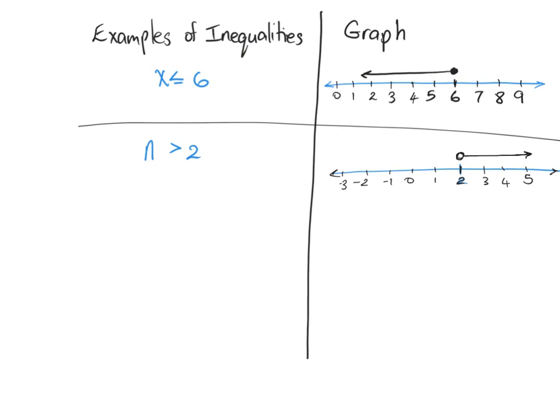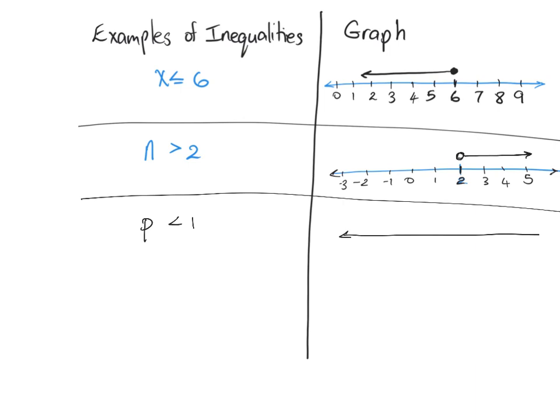All right, I'll go through the next two a little bit faster now that I think we're getting a hang of this. All right, so let's use a different variable. P is less than 1. And so we have our number line. 1 is somewhere on the number line. 1, 2, 3, 4, 0, -1, -2, -3, -4. There is a hole at 1. It does not include 1. It's less than 1. We go that direction.